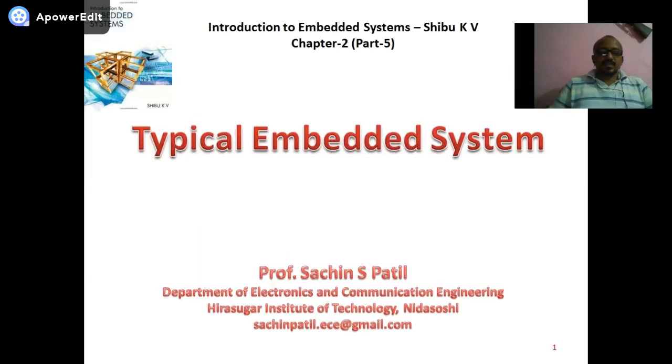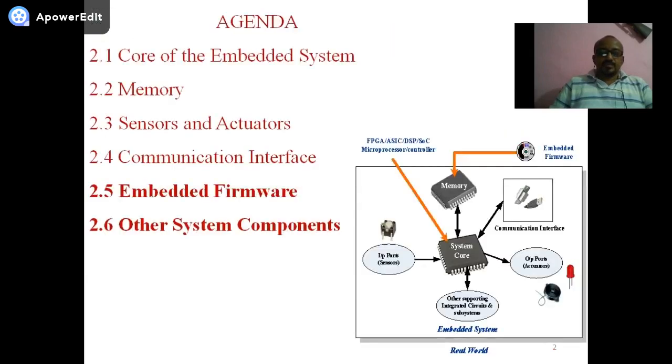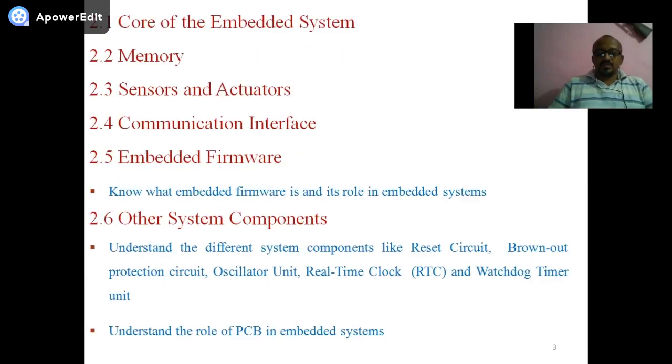I'm going to present in detail the embedded firmware and other system components section of Chapter 2 of Introduction to Embedded System by Shibu KV. So today in this session, we are going to cover the embedded firmware and other system components. We learn about the embedded firmware and its role in embedded system.